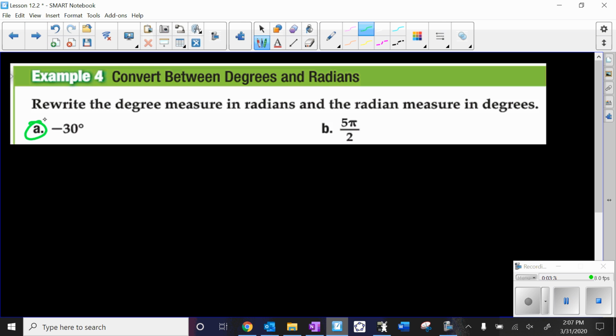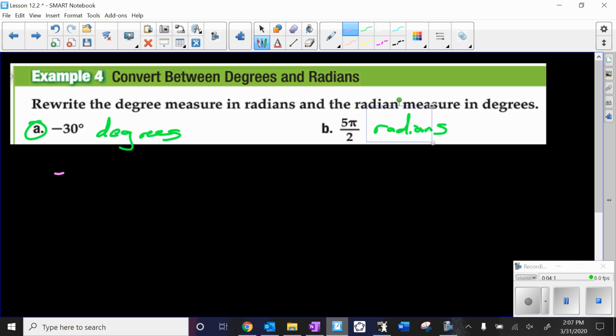So looking at letter A, the negative is just there to throw you off. I want you to see the difference right now. This one's in degrees. This one is in radians. And I want you to notice which each one has. This one, the letter A, the one in degrees, does not have pi in terms of the answer. Letter B does. All right, so I want to get letter A to look something like letter B.